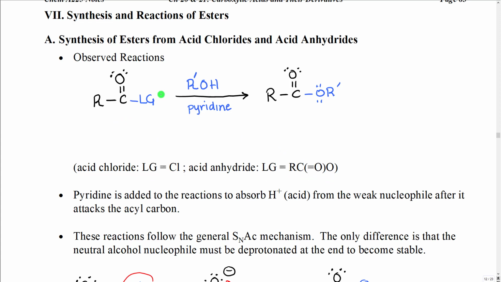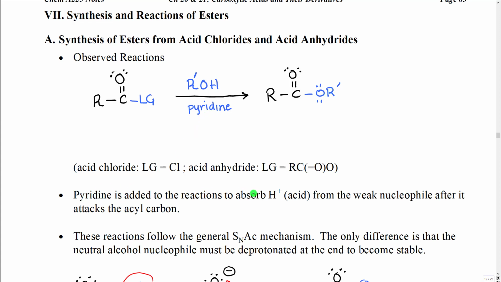Our observed reaction then becomes, start with our reactive derivative, put in an alcohol and pyridine. At the end of the reaction, what we will see is that the leaving group has been replaced by the OR prime portion of the alcohol, and the hydrogen has been removed from the alcohol. We use the symbol R prime here to indicate that the carbon group on the acid chloride or acid anhydride portion can be different from the carbon group on the alkoxy portion that we're putting on this side.